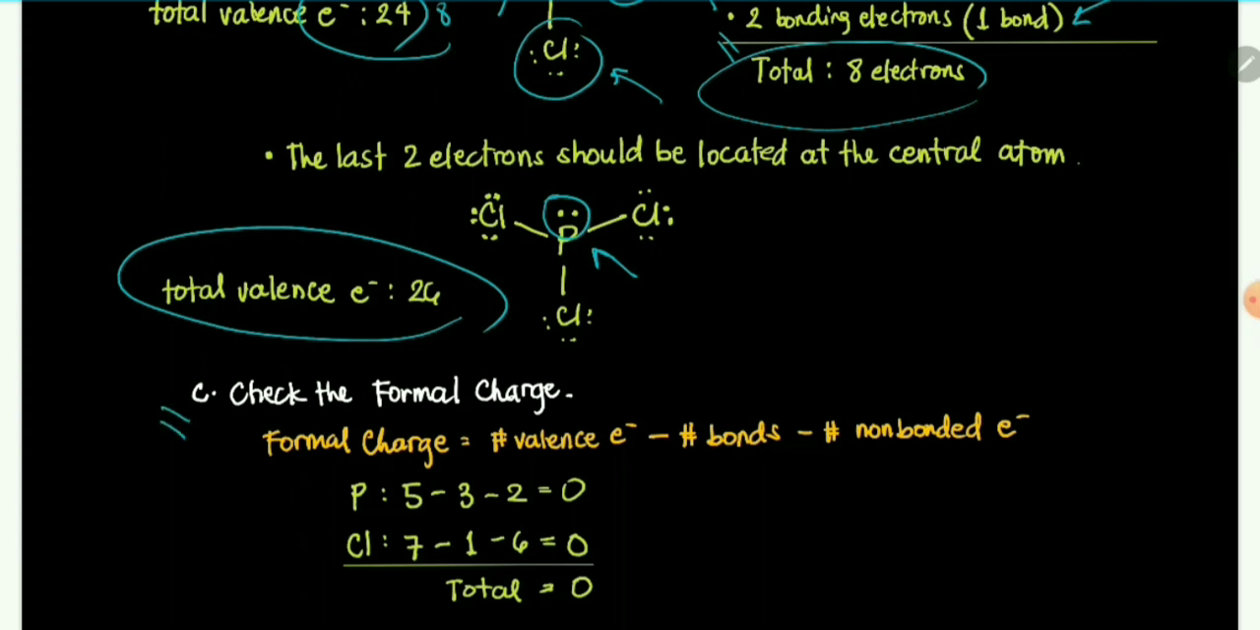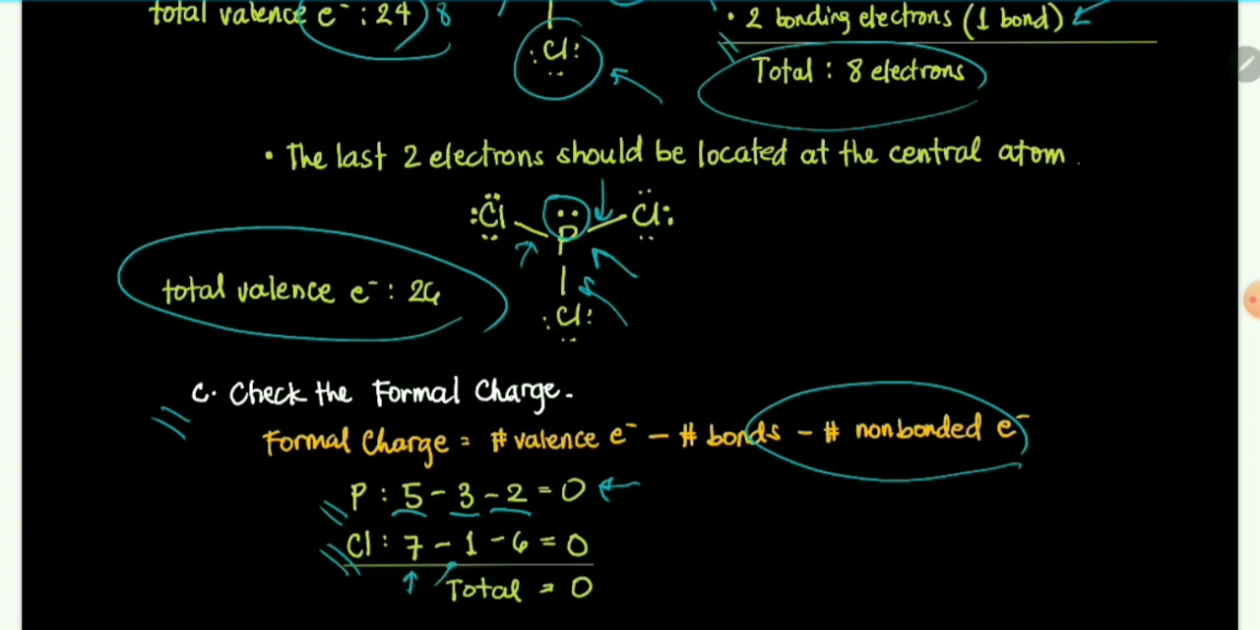Okay? So ngayon, i-check na natin yung formal charge ng bawat atom. So for phosphorus, 5 valence electrons minus 3 bonds. Okay? 1, 2, 3. Tapos meron siyang 2 non-bonded electrons. So 0 ang kanyang formal charge. For chlorine, since pare-pareho lang naman siyang chlorine, isang calculation na lang ang gagawin natin. 7 valence electrons minus 1 bond per chlorine minus 6 non-bonded electrons. So 0 din yung formal charge ng ating chlorine. So the total formal charge for the whole molecule is still 0. So yung ating PCl3 ay neutral molecule.